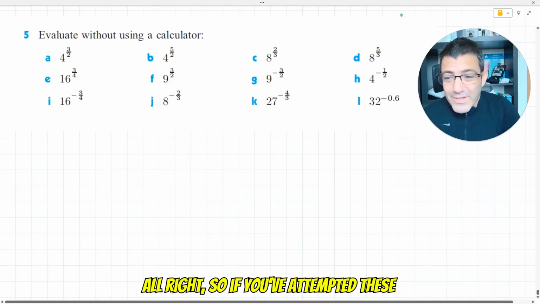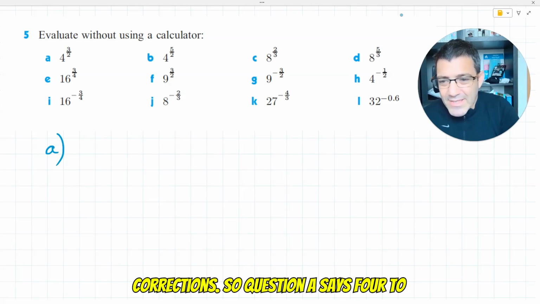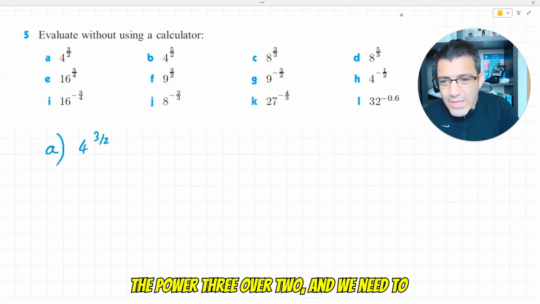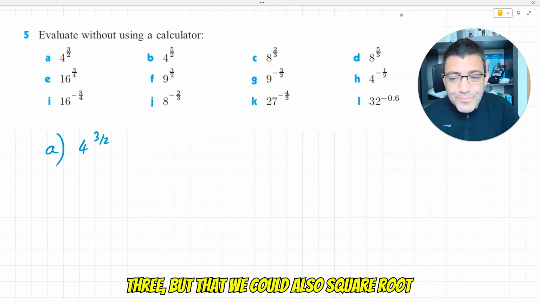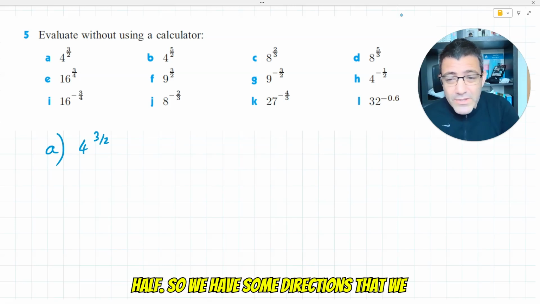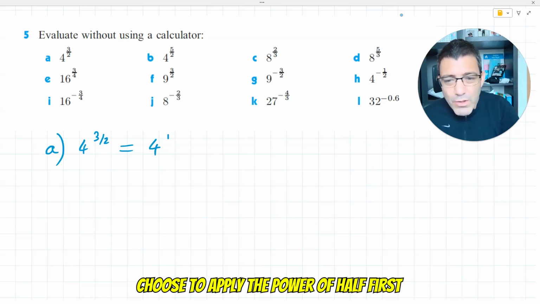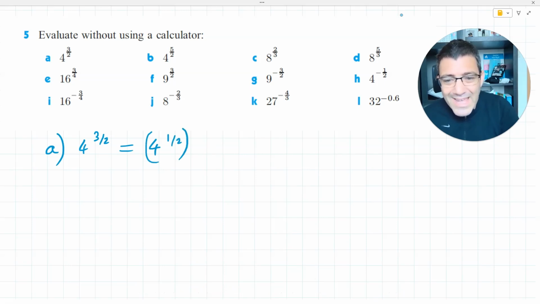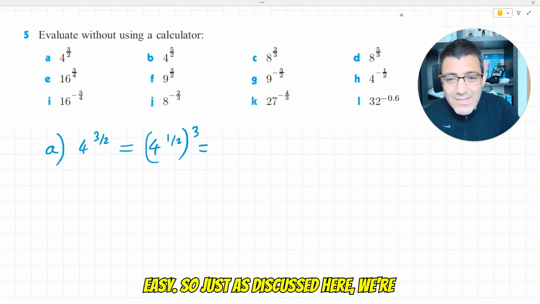All right, so if you've attempted these questions, let's go through the corrections. So question A says 4 to the power 3 over 2, and we need to recognize here that we could either cube the number because it's to the power 3, but that we could also square root the number because it's to the power a half. So we have some directions that we can choose here, and I'll definitely choose to apply the power a half first and then cube it, because the square root of 4 is just 2. So that's nice and easy.